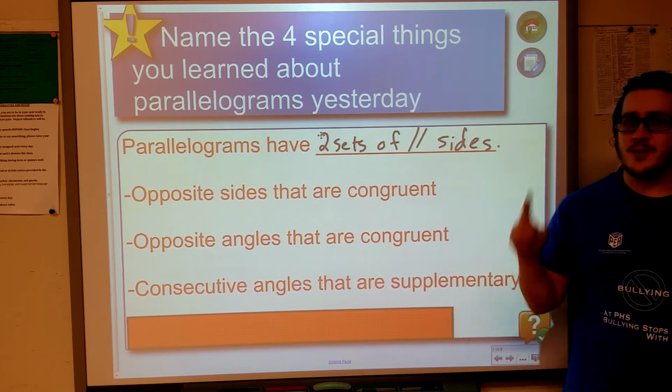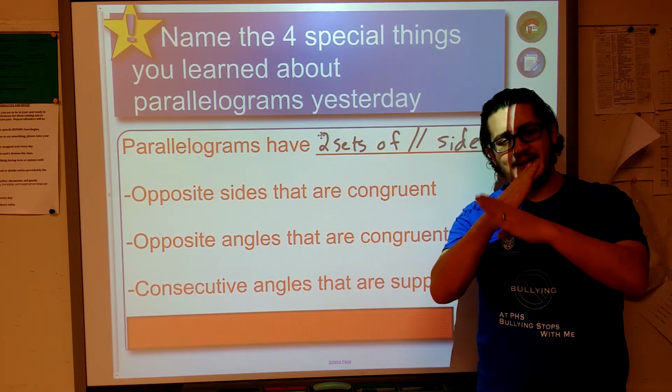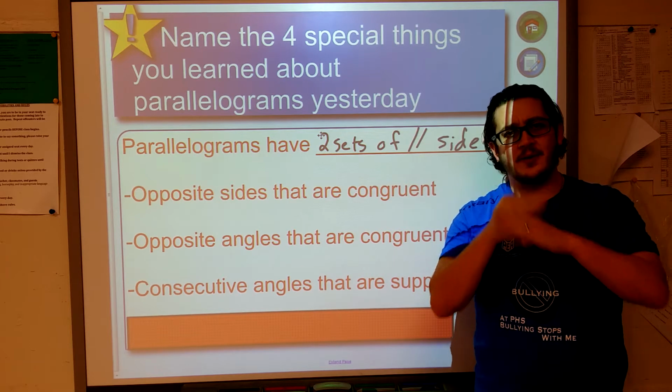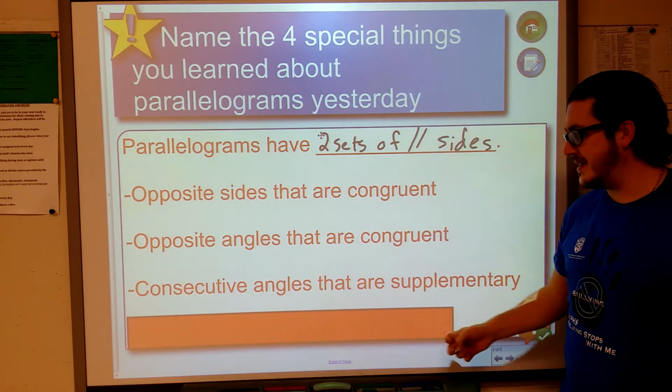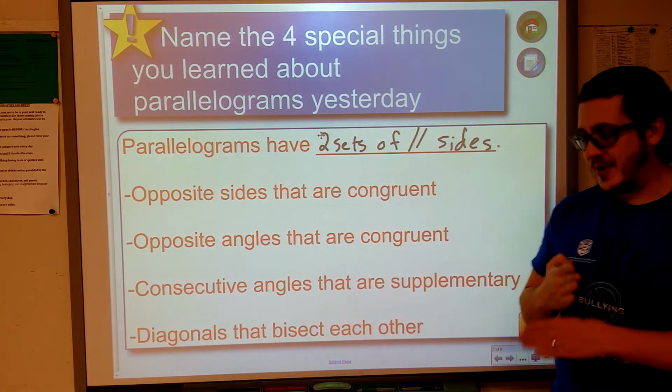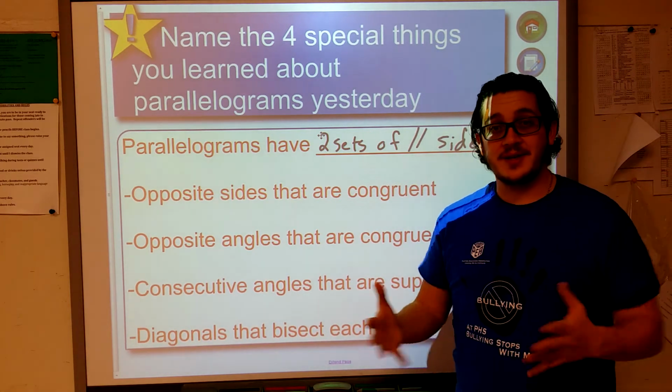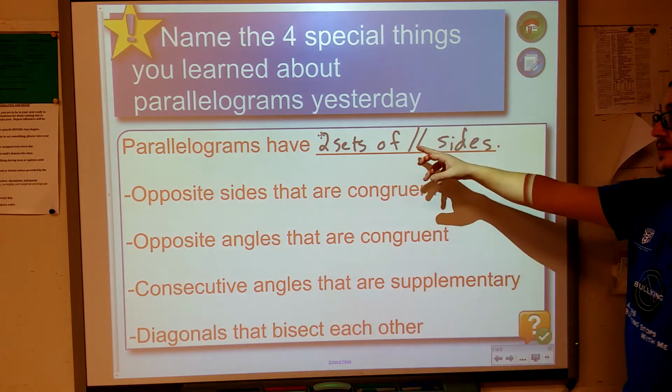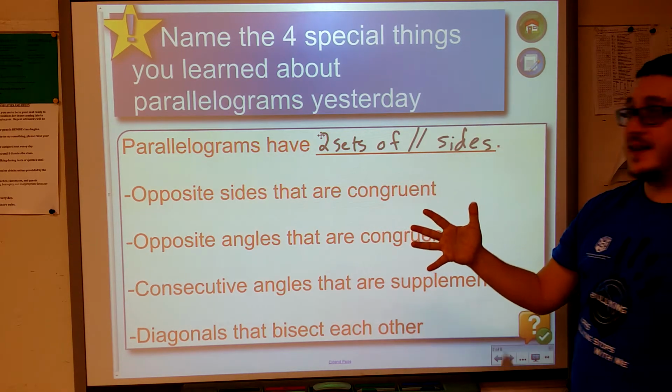And then our last one, we have one more. I talked about the diagonals. The diagonals what? The diagonals bisect each other. They cut each other in half. They're literally bisectors of each other. Both cut each other in half. Alright? So there's 5 big things out of that lesson.